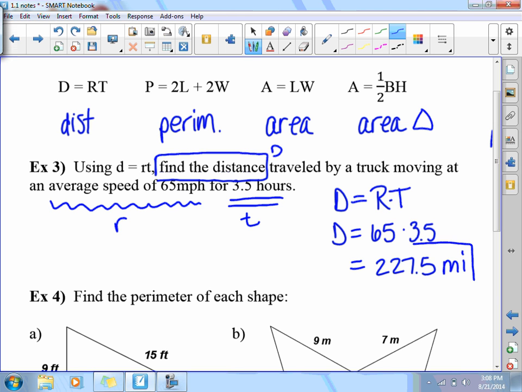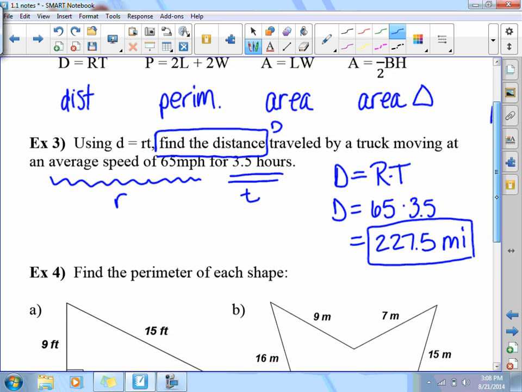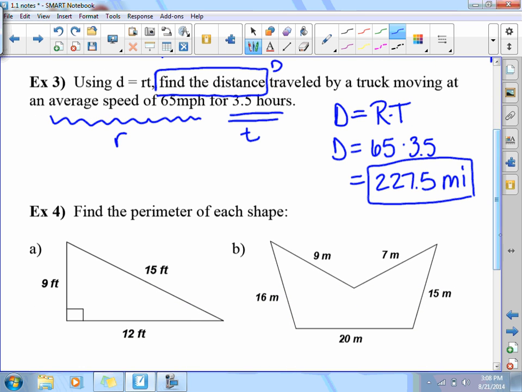So I substituted in the two values that I knew for the variable of rate and the variable of time, and then I was able to find the distance. So the truck went 227.5 miles in 3 hours.